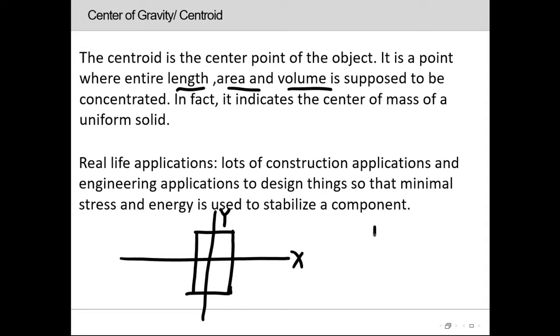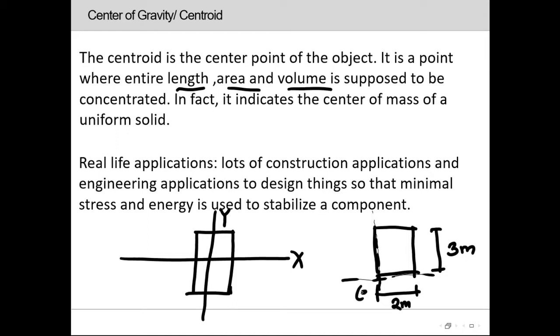So if you are asked to calculate the centroid or the center of gravity of this rectangular section, which is 2 meter in width and 3 meter in height, you can easily locate it. Firstly, you need to set a global coordinate system, and then with respect to this 0, 0 point, which is the starting point, we can easily conclude the centroid of this section.